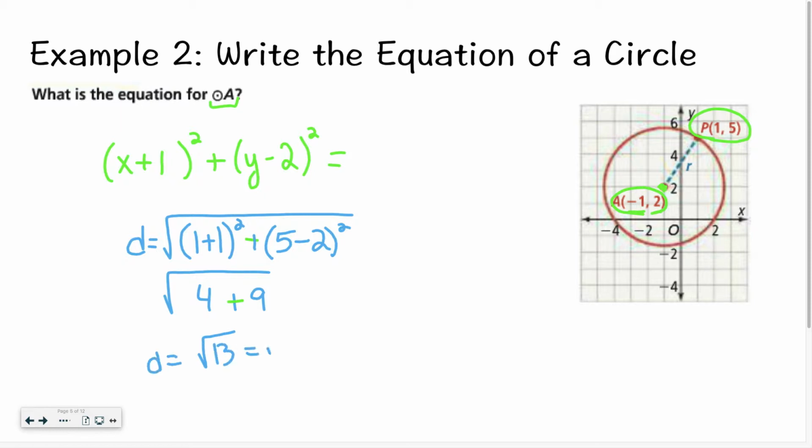And that is my radius. So then I need to do my radius squared. So that would be the square root of 13 squared. But the cool thing about that is this square cancels this square root. So that means I'm left with just 13. So my radius was square root of 13. My radius squared is 13. And this is my equation.